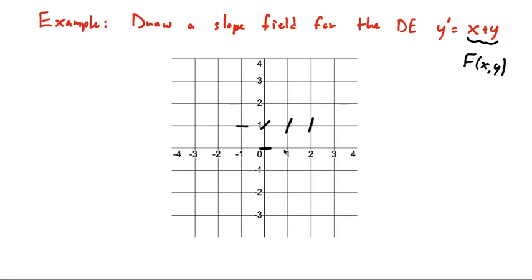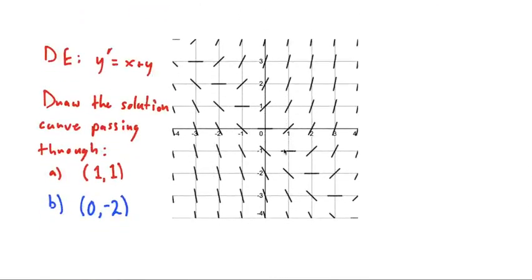This is tedious to do by hand, so we like to rely on computer graphing systems to do this for us. Here is the slope field for the differential equation x plus y. All of these small line segments are generated by taking the specific points that they pass through, plugging them into the differential equation, and getting a slope, which is the slope of each line segment. This slope field allows us to visualize the general solution to the given differential equation.